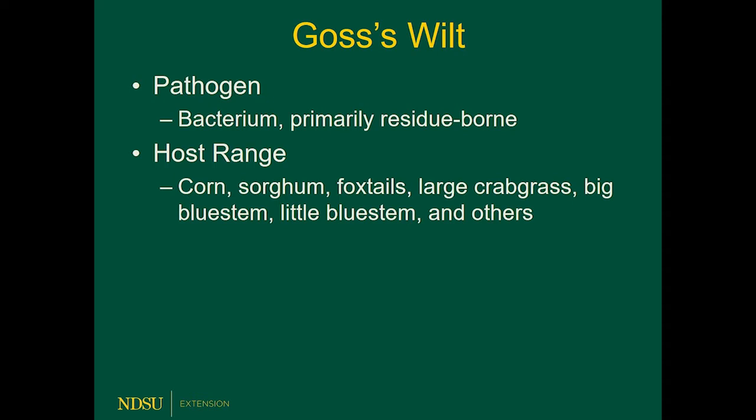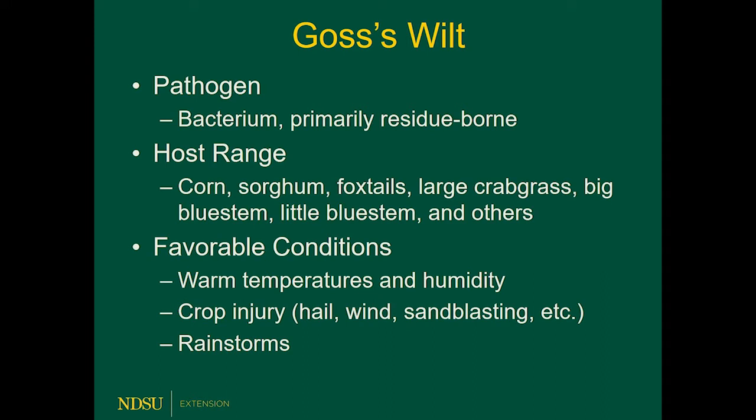The conditions that favor this disease are warm temperatures and humidity, anything that causes crop injury, especially rainstorms. If there's one factor where we can see this disease is driven, it is by rainstorms, hail, strong winds. We can often pick up more Goss's wilt in those fields that have had more severe weather events.